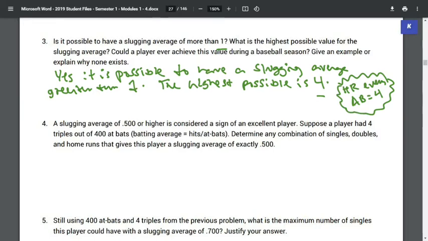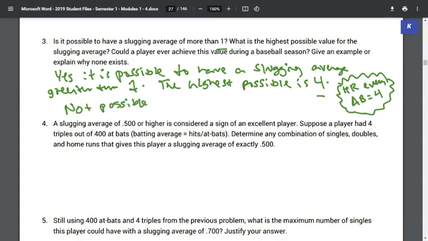And then it asked, could a player ever achieve this during the course of a baseball season? So let's assume this is a player who plays the entire season, which is 162 games, and they bat 3 or 4 times a game. Are they going to hit a home run every time? No. So this is impossible. It cannot happen because there's no way that you can hit a home run every single at-bat. So we can say not possible.